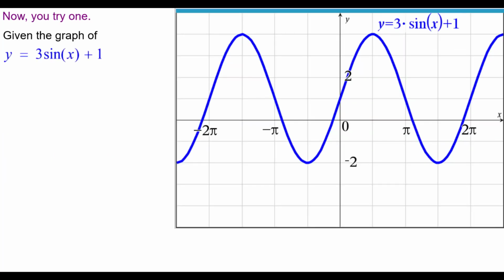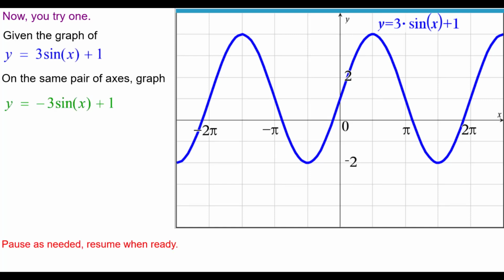Now you try one. Given the graph of y equals 3 times the sine of x plus 1, on the same pair of axes, graph y equals -3 times the sine of x plus 1. Pause to do this, resume when you're ready.